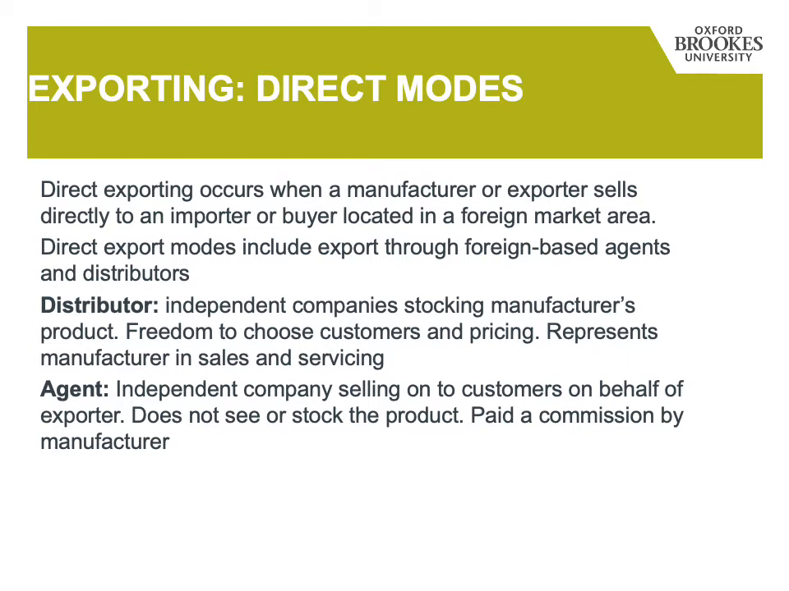Exporting direct modes. Direct exporting occurs when a manufacturer or exporter sells directly to an importer or buyer located in a foreign market area. Direct export modes include export through foreign-based agents and distributors. Distributor: an independent company stocking the manufacturer's product, with freedom to choose customers and pricing. Represents manufacturing and sales and servicing.